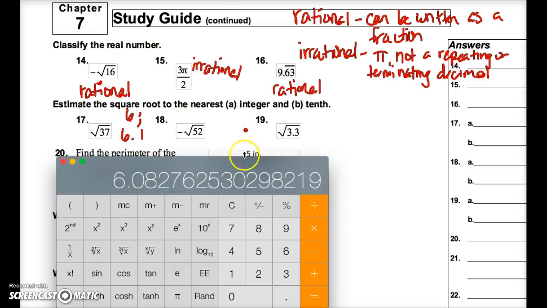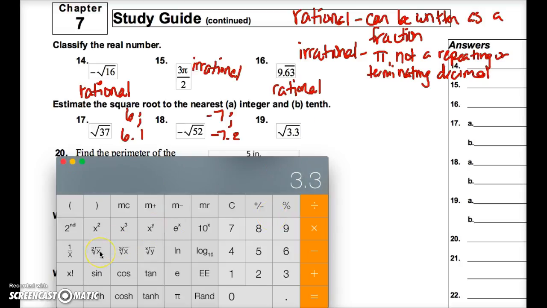Okay, number 18. We have the square root of 52. And keep in mind this is going to be negative. Okay, so as a whole number, this would be negative 7. As tenth, it would be negative 7.2. Okay, and then 19, the square root of 3.3, put that in my calculator, and it looks like 1.8 is going to round up to 2, and then when you keep it to the tenth, 1.8 is what it would round to.